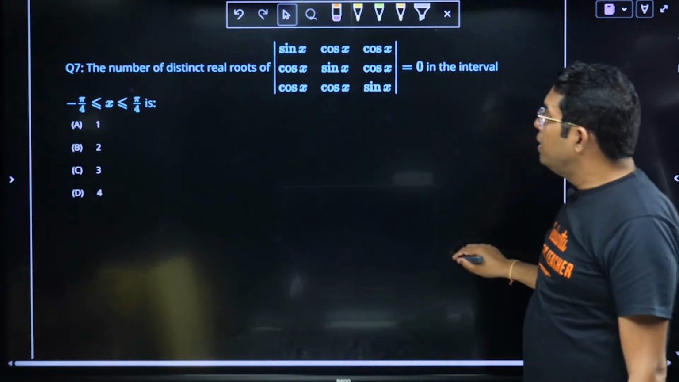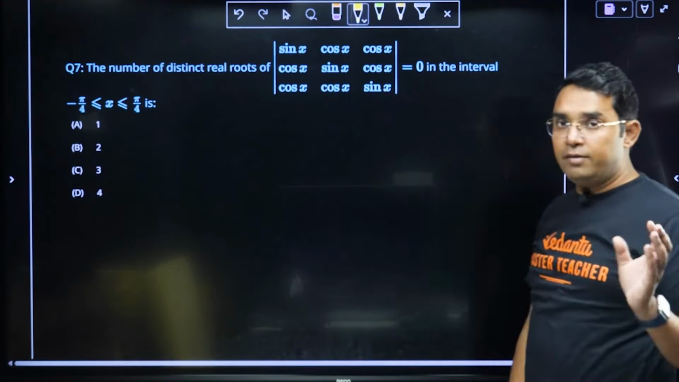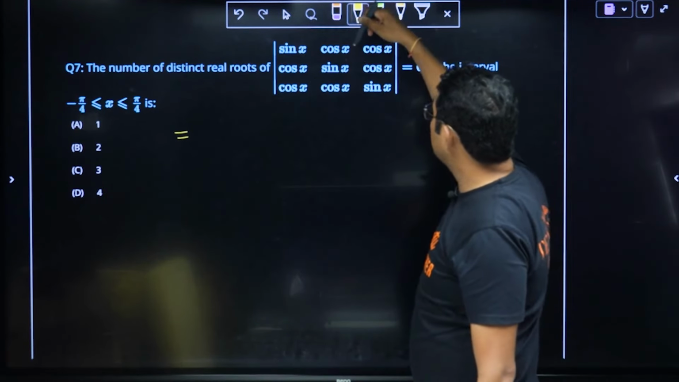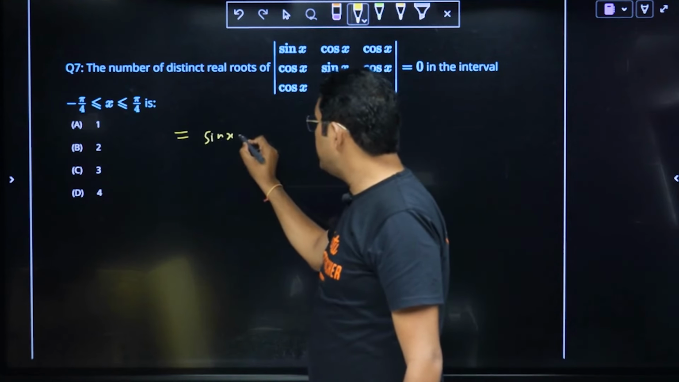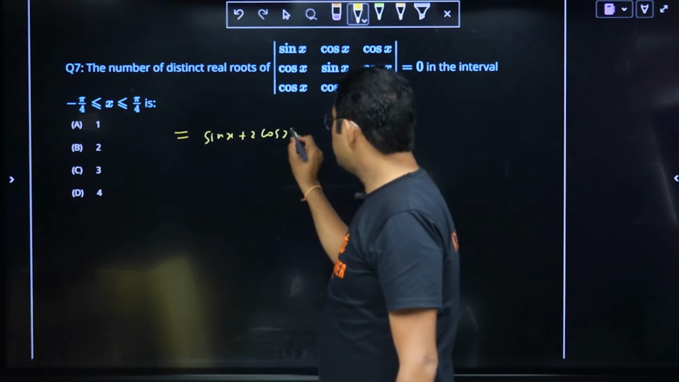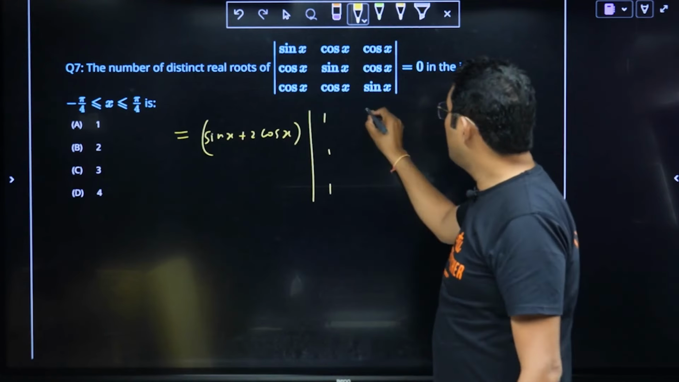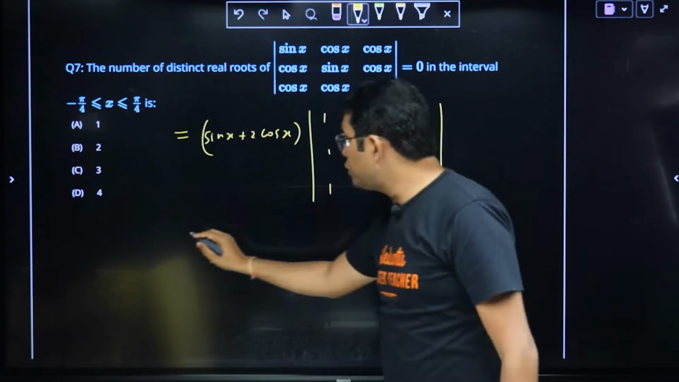Now coming to the next question, number 7. Here we are given a determinant and we have to find the number of distinct real roots. Okay, now here you can see, if I add all the terms of the column, then it will become sine plus 2 cos, sine plus 2 cos, sine plus 2 cos. So I can take that sine x plus 2 cos x as common, and then it will be 1 1 1 in this first column. Cos here, sine here, cos here, cos cos, sine here. We can make 2 zeros.